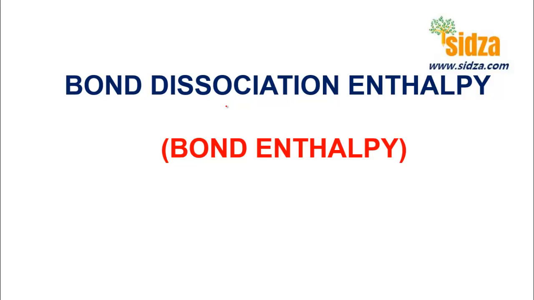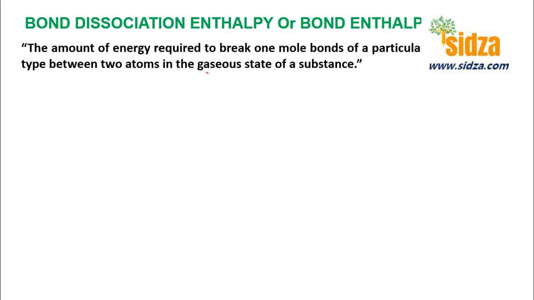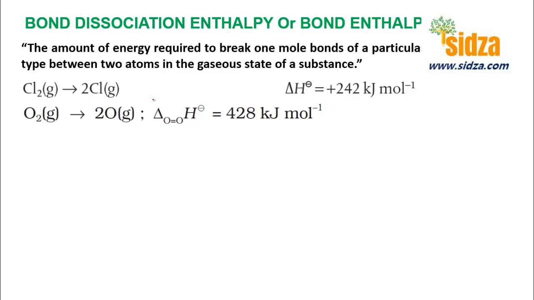Bond dissociation enthalpy, or the bond energy, is the amount of energy that you require to break 1 mole of a particular type of bond. Suppose we have a chlorine molecule. The energy that you need to break the chlorine-chlorine bond here is what we call the bond dissociation energy.